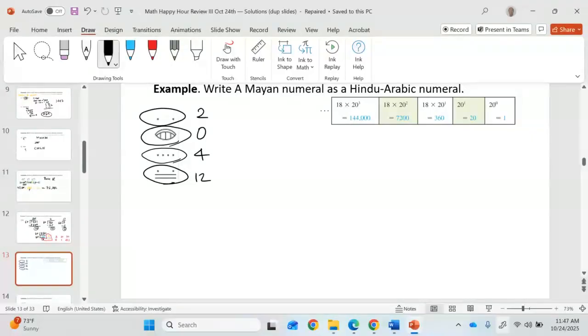And when you're doing the Mayans, you actually need to start from the bottom. That's the place of the ones. So it's going to be 12 times 1, 4 times 20, because that's the next place value, 0 times 360, and 2 times 7,200.